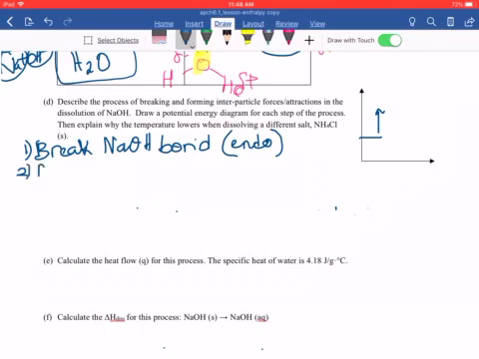Second, we had to break the hydrogen bonds between water. We're not talking about the covalent bonds, we're talking about hydrogen bonding. And remember, hydrogen bond is a force, it is not an actual bond.